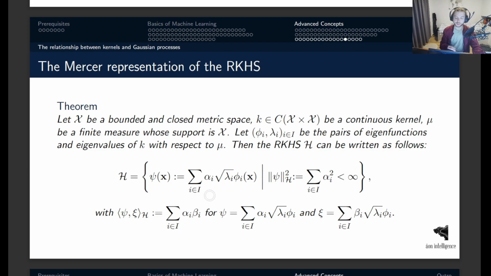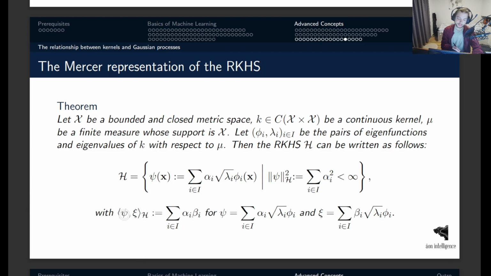We need the elements of the reproducing kernel Hilbert space to be of bounded norm. So that means if we take the squared norm of any element of the reproducing kernel Hilbert space, it should be finite, and we will define the norm as follows. It's just the sum of squared coefficients alpha I. And from that formulation of the squared magnitude of an element of the reproducing kernel Hilbert space, we arrive at this inner product formulation.